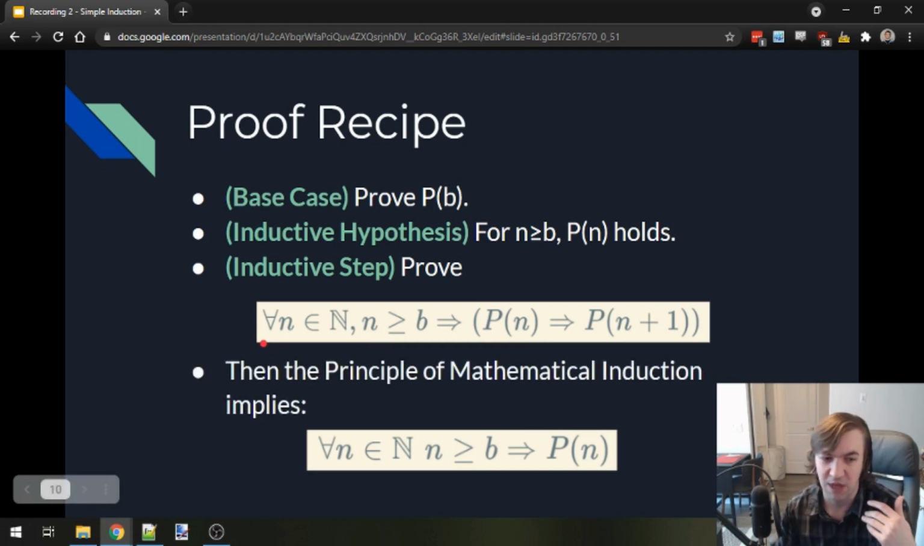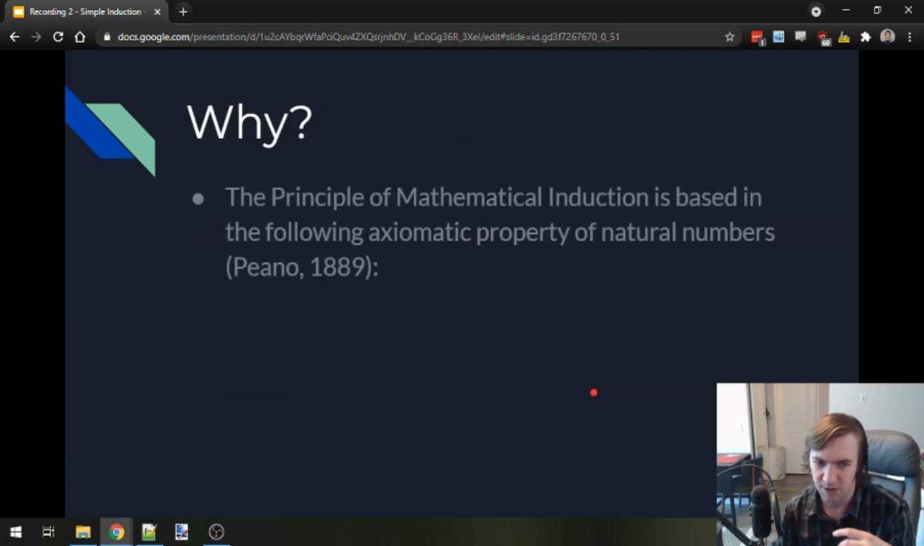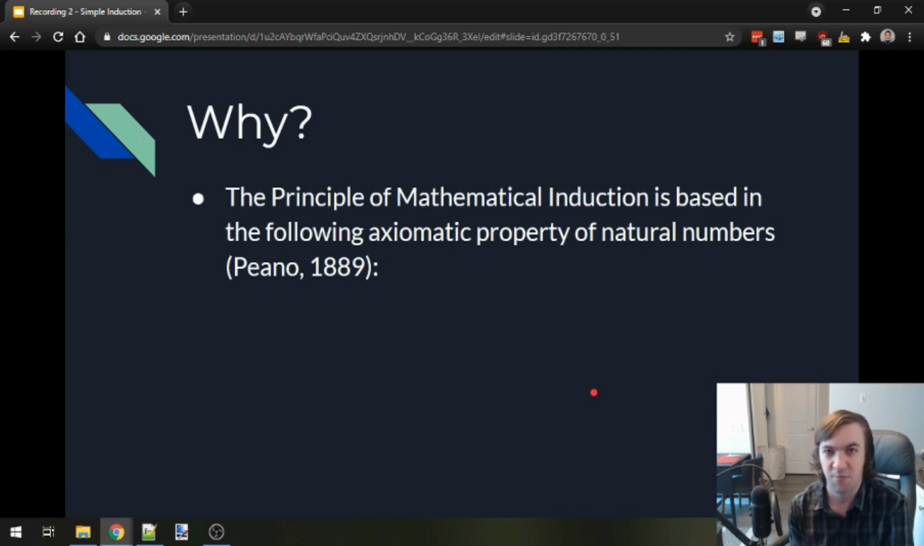So if you can do these three steps, then by the principle of mathematical induction, you can imply that for all natural n, if n is at least equal to b, your predicate is true. Now, why is this a thing, right? Why does this principle work for us?